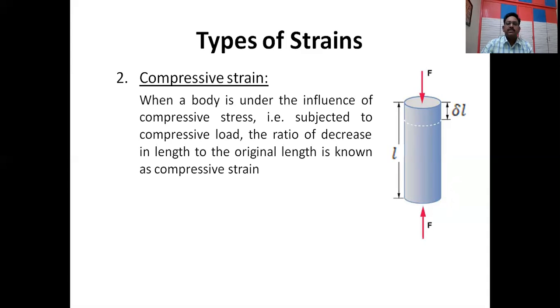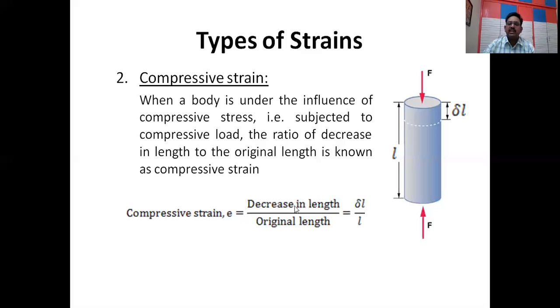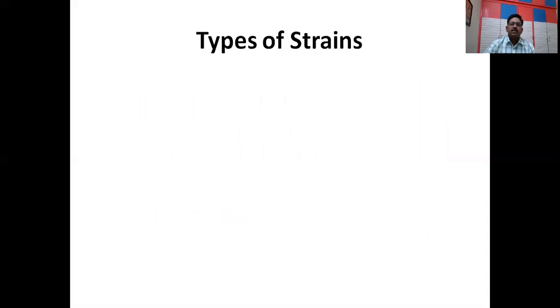Therefore, the compressive strain is nothing but the decrease in length by the original length. How much it is decreased because of the compressive stress or compressive load, delta L by L. So the decrease in length to the original length is delta L by L. This is what a compressive strain is. Then the third one is shear strain.